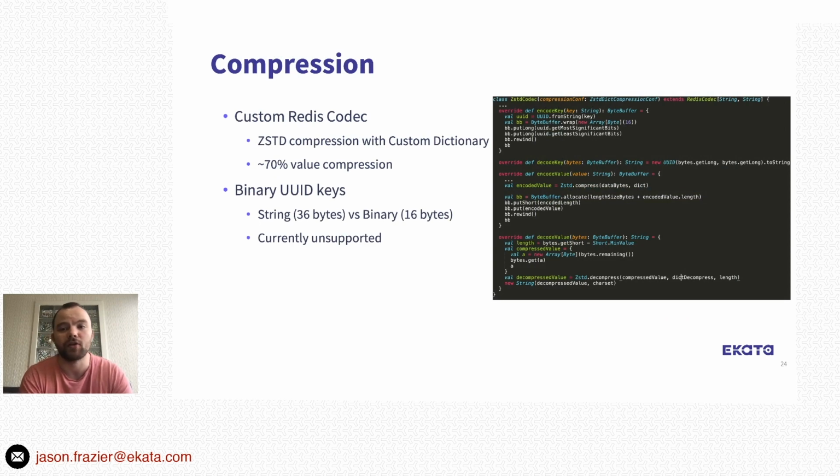One other thing that we spent a lot of time on is compression. Our overall database size is well over 10 terabytes, but we actually get over 70% value compression using a custom Redis codec. We use Facebook's Zstandard compression using a custom dictionary. The reason we used a custom dictionary is because all of our values are very small.